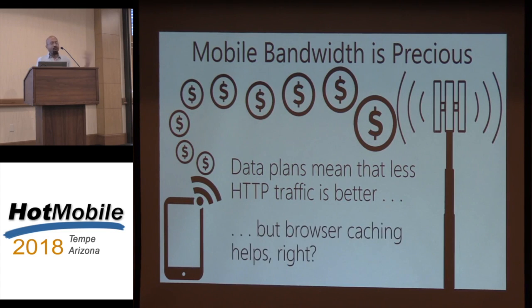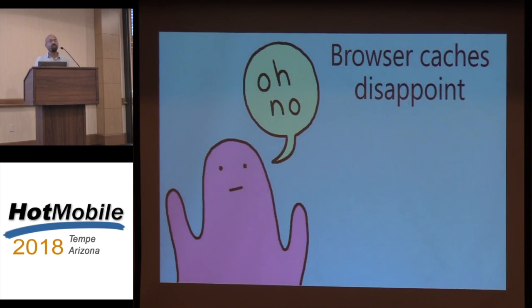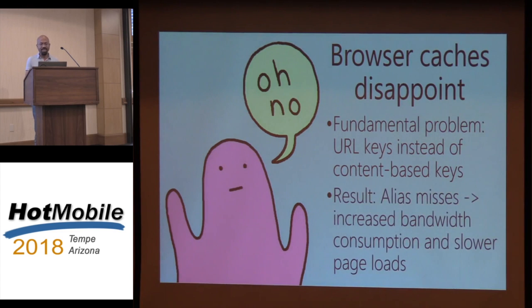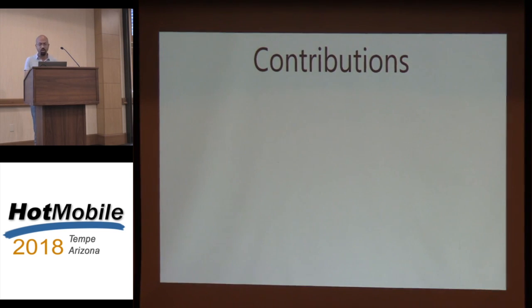But wait, browser caching helps, right? The whole point of these caches is to prevent browsers from making these redundant object fetches. Sadly, browser caches disappoint. As I'll describe in this talk, the fundamental problem with traditional browser caches is that the cache keys are URLs, not some type of content-based mechanism. This lack of content awareness is going to lead to alias misses, in which the browser fetches data that's already been fetched in an earlier session. The problem with this is that these alias misses result in phones using more bandwidth and pages loading more slowly than necessary.